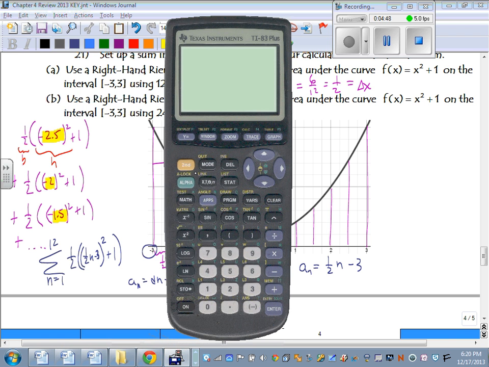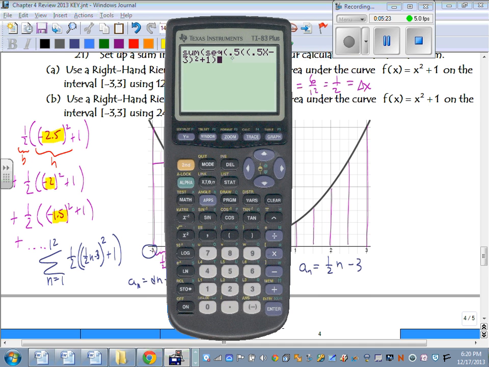So we're going to do second stat, go to math, fifth option there is sum, then second stat, go to ops, our fifth option is sequence. First thing we're going to put in is this function. So I'm going to put in 0.5 times, now the first set of parentheses is for the whole thing. Then I'm going to have parentheses around what's being squared there. So 0.5x minus 3 squared, and then plus 1. And I'm going to close the parentheses right there.